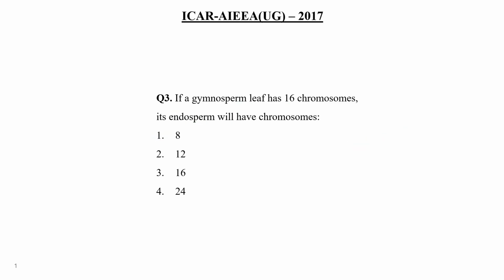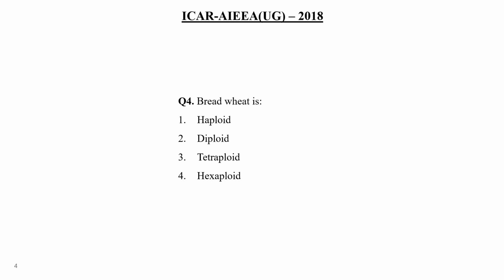Clear? Okay. Now let's move to the next question, question number 4. Bread wheat is haploid, diploid, tetraploid or hexaploid in nature. We have discussed this point in the green revolution topic. This is related to both topics, sexual reproduction in angiosperms as well as green revolution, right? So quickly give me the answer. Take just 5 seconds.